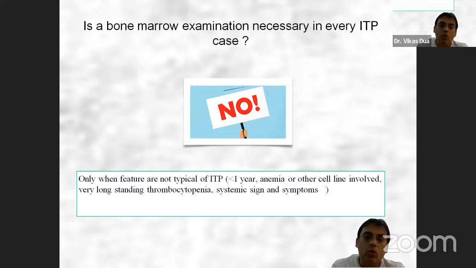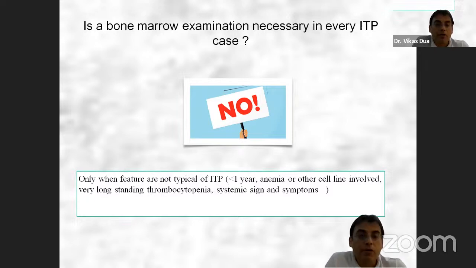Even if you do a marrow in a case of ITP, what will you see? You will see abundant megakaryocytes, a normal cellular marrow with abundant megakaryocytes, which will give you a sense of satisfaction that quite a number of platelets have been formed and these are getting destroyed.